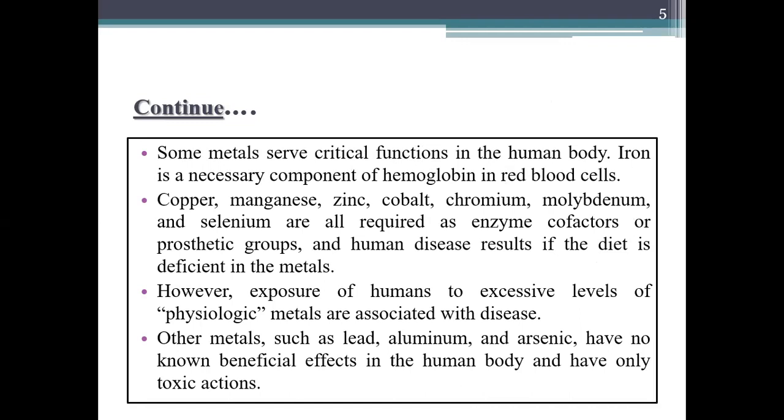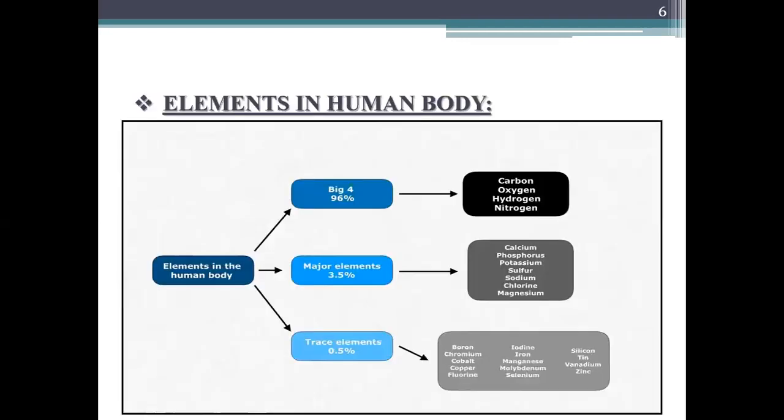However, exposure of humans to excessive levels of physiological metals is associated with disease. Other metals, for example, lead, aluminium, and arsenic, have no known beneficial effects in the human body and have only toxic actions. The figure mentioned in the slide shows the elements in a human body and their concentration. 96% are the bulk elements, the major elements; 3.5% are other elements present in the body, and trace elements are only 0.5%.